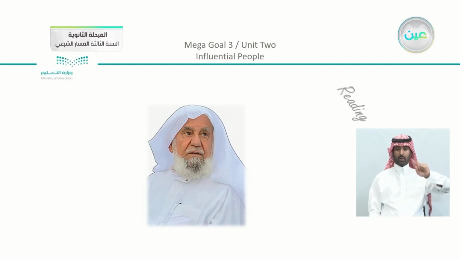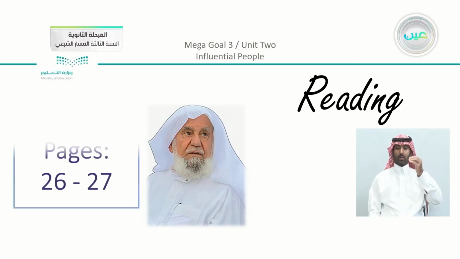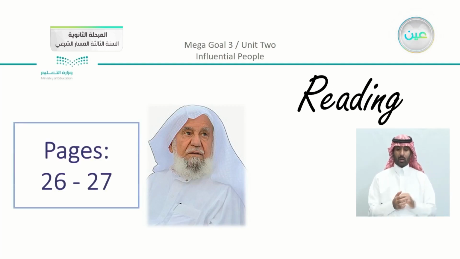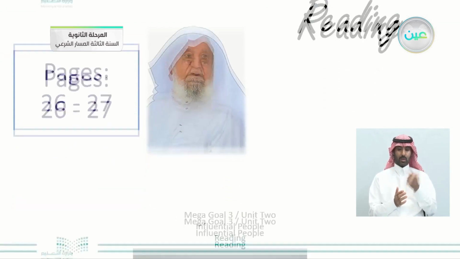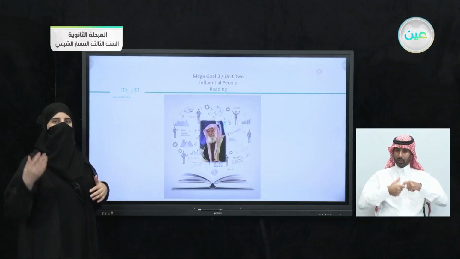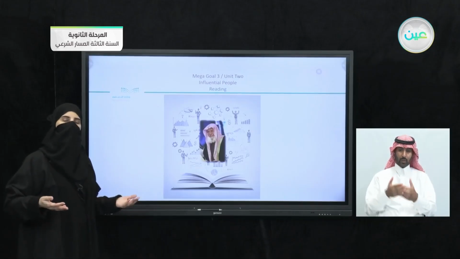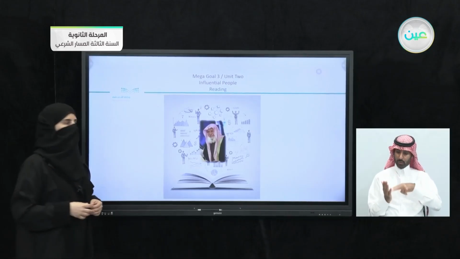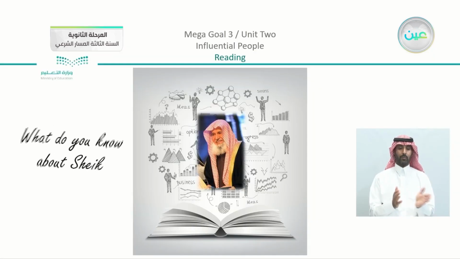So our lesson, which is going to be the reading lesson in your book, on pages 26 and 27, is about Sheikh Sulaiman al-Rajhi. So we're going to study more about him, and now you have a complete idea from the examples and what we studied when we connected between the vocabulary building lesson and now our reading lesson. We are going to move on.